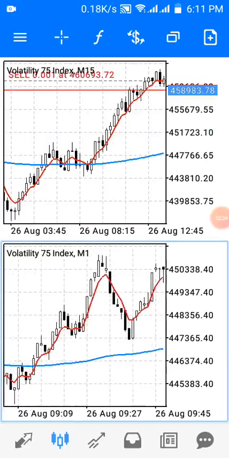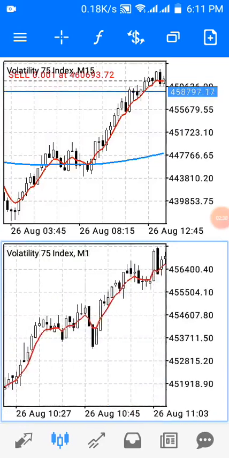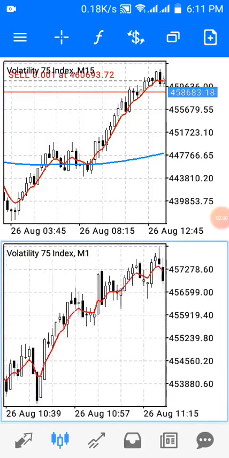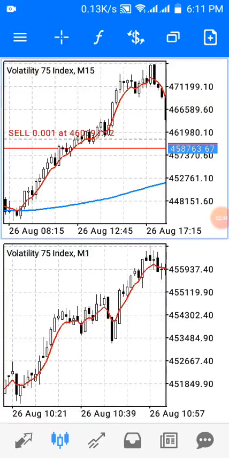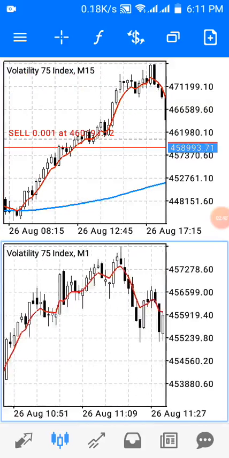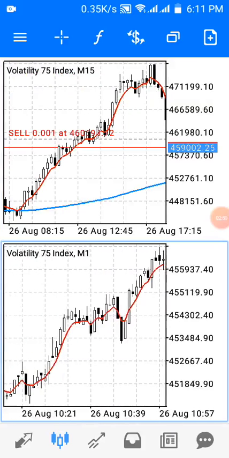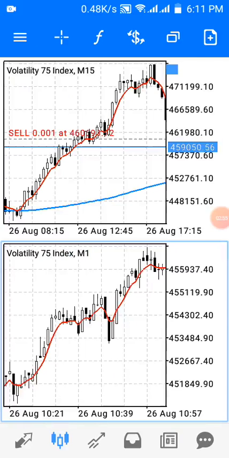So it crosses up on 15 minutes time frame. Allow it to cross up on 15 minutes time frame. As long as it stays up, I continue to buy. I'll allow it to cross up on the 1 minute time frame, which is the lower time frame. As long as it stays up on the higher time frame, I continue to buy. I buy when price goes up above the red line.